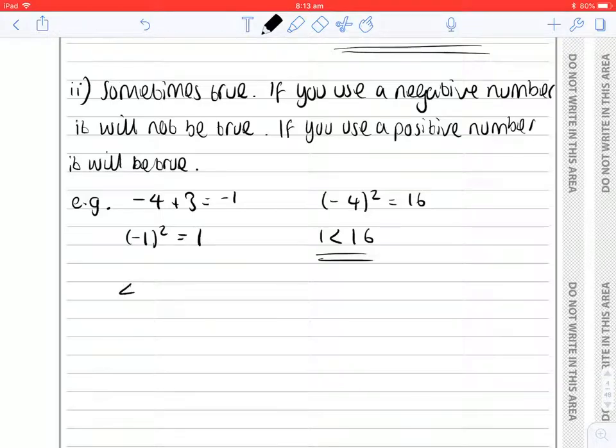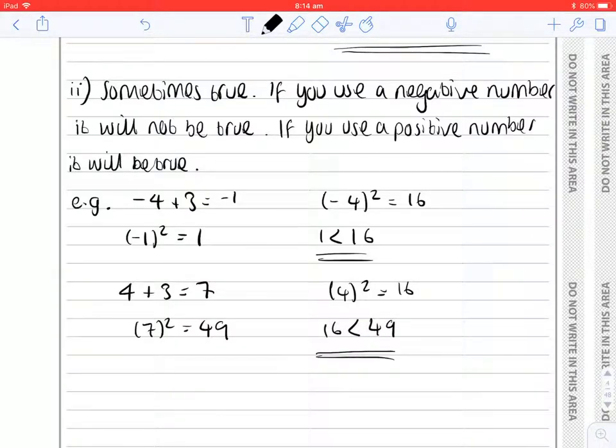And then if I give an example of positive 4, 4 add 3 is 7. 7 squared is 49. Whereas 4 squared is 16. 16 is less than 49. So I've got an example where it is true.